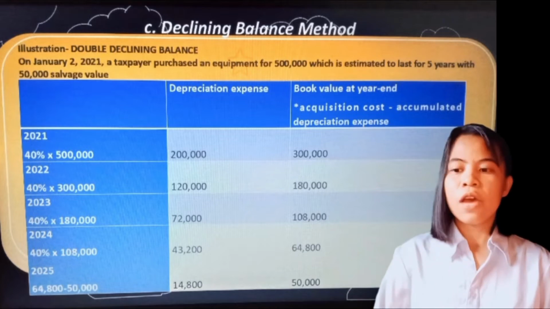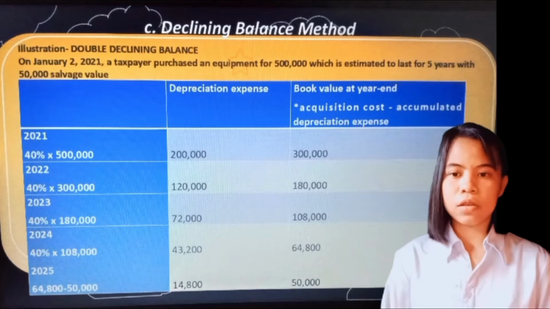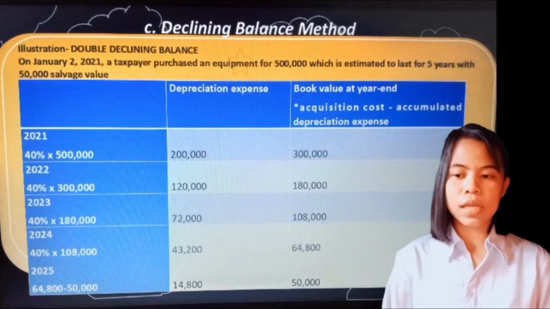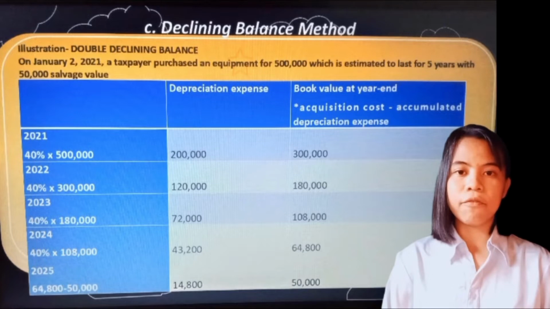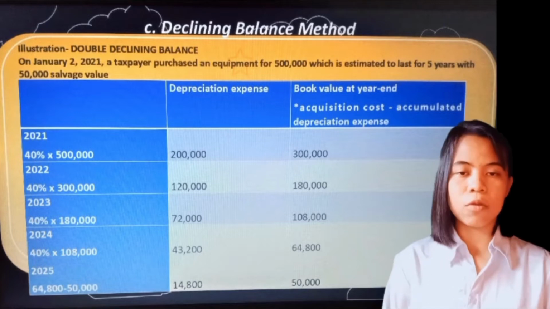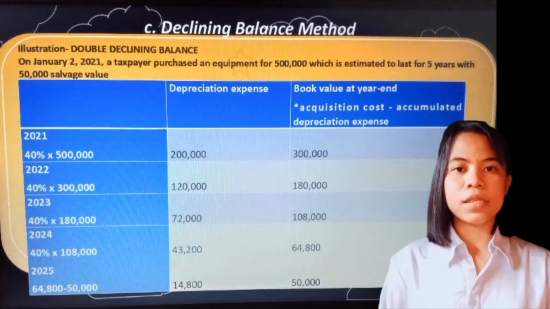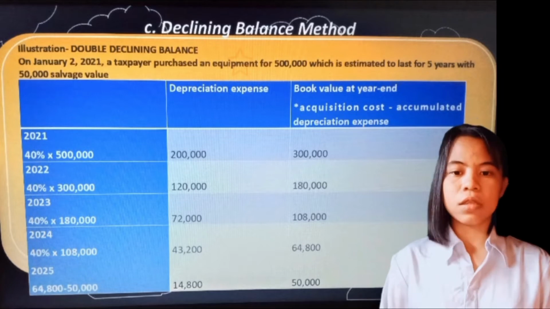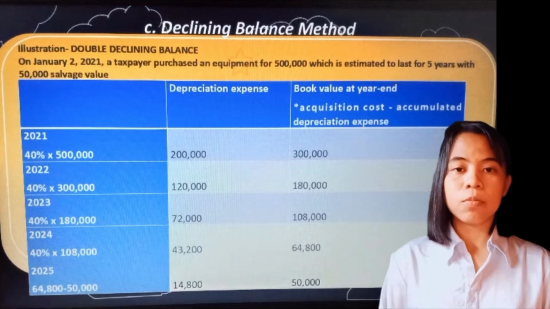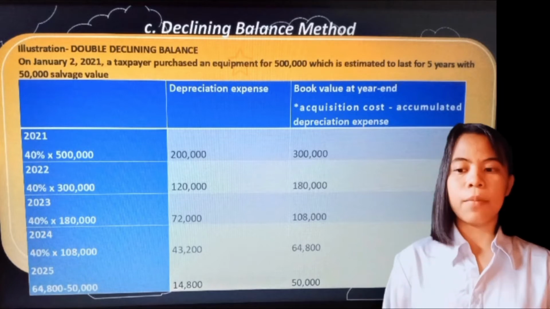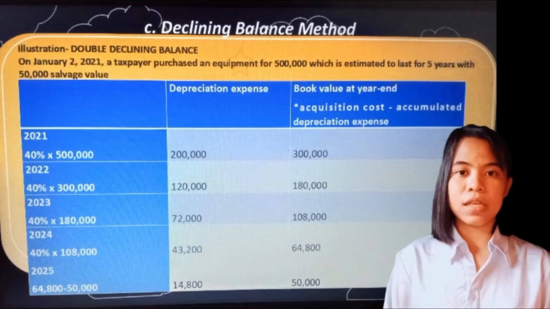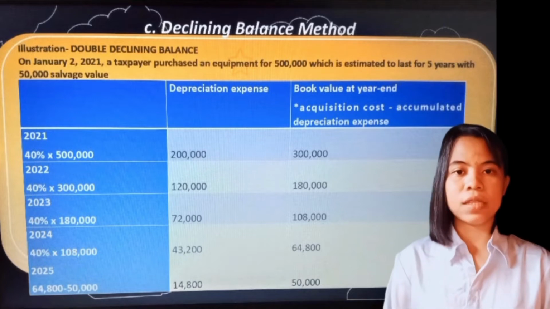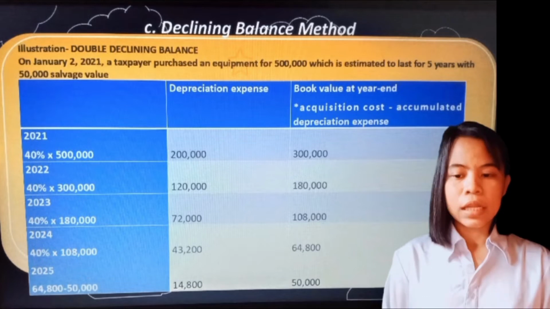For year 2021, the depreciation expense is 200,000. Paano nakuha? 500,000 carrying amount of the equipment multiply by 40% na depreciation rate. For year 2021, the book value is 300,000. Paano nakuha? 500,000 carrying amount less depreciation expense na 200,000.